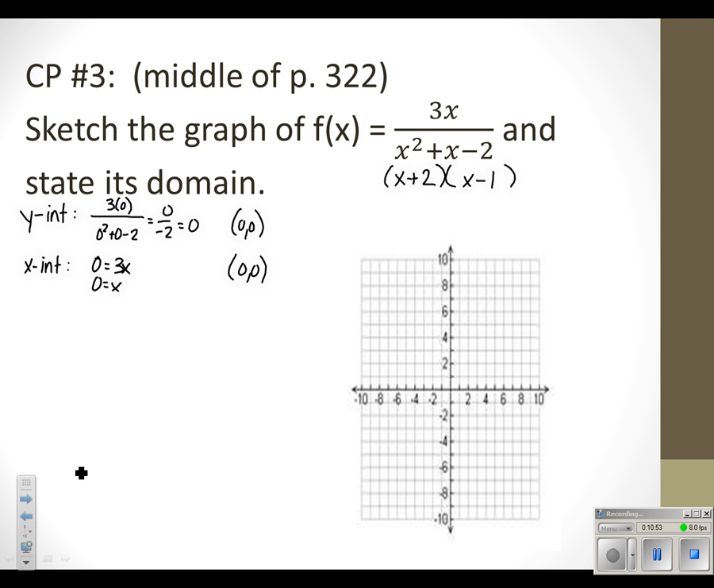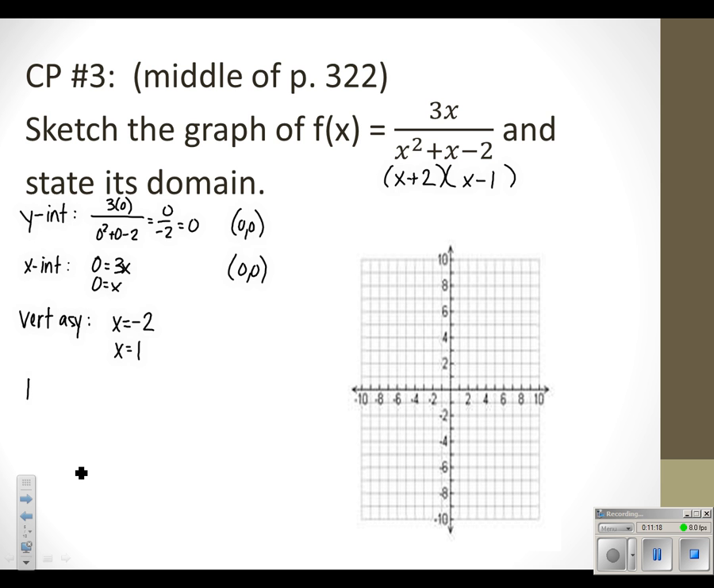Now, vertical asymptotes. Where is our function undefined? What would be a 0 for our denominator? Well, we have two of them this time. We have x equals negative 2, and x equals 1. Those are the two zeros for our denominator function.